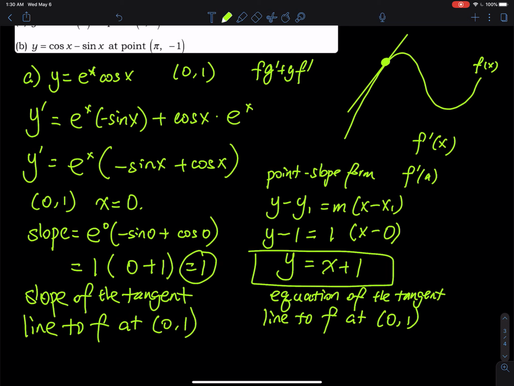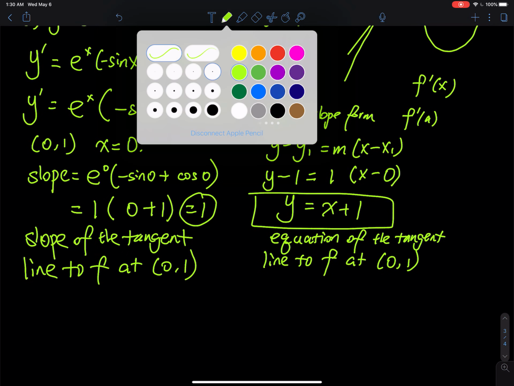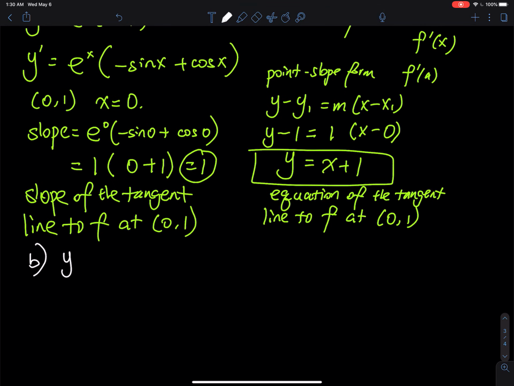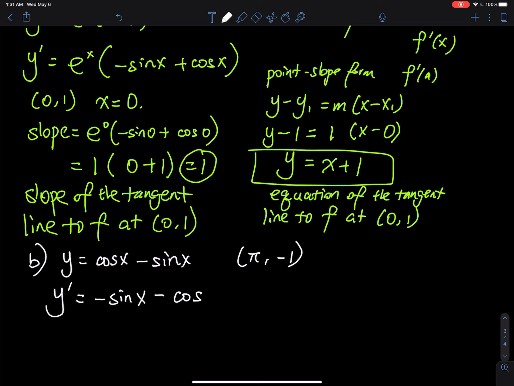All right, so let's move on to B. Let's change color for B. In part B, we have y equals cosine x minus sine x. The point is pi comma negative 1. First we find the derivative. The derivative of cosine is negative sine. The derivative of sine is cosine. And then x equals pi. So the slope is equal to negative sine of pi, minus cosine pi.